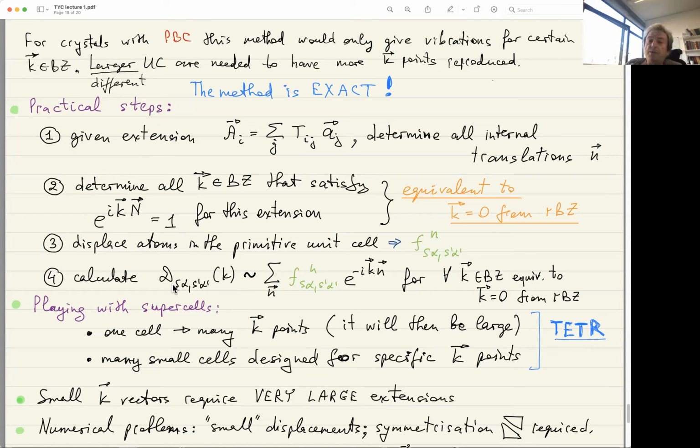primitive cell. If you take an extension, not necessarily a symmetric one, some kind of weird extension, where this matrix T would not only have diagonal elements, but would have some off-diagonal elements as well, you will have access to some other k points. You will always have access to k equals 0, but you will have access to some other k points as well. So each time you create a new supercell, you have access to different k points.